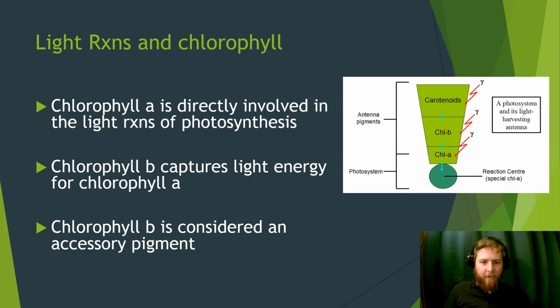Chlorophyll B, or the blue one, remember, captures light energy and gives it to chlorophyll A. Because of this, chlorophyll B is considered an accessory pigment. And as you can see on this chart here, these carotenoids are going to give things to chlorophyll B, which gives them to chlorophyll A. And the carotenoids are things like, if you look at carrots, that really, really orange color that they have is a carotenoid. So this carotenoid gives it to chlorophyll B, which gives it to chlorophyll A, which makes the actual energy.